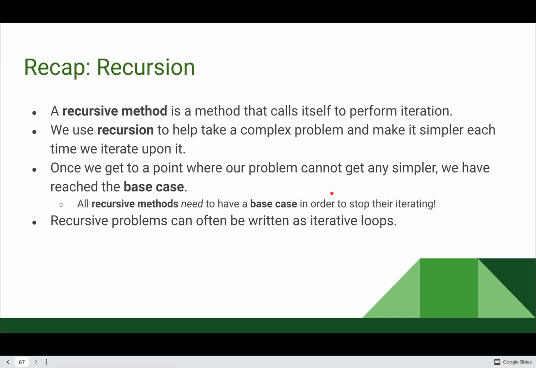So recap. A recursive method is a method that is going to call itself to perform iteration, to do some kind of task over and over. We can use recursion to help take a complex problem and make it simpler each time we call it. And once we reach a point where our problem cannot become any simpler, and it's different for each different kind of problem we work on, we've reached that base case. And every recursive method needs to have some kind of a base case in order to stop iterating. Otherwise, it'll loop forever and your program will crash. We want to avoid that.